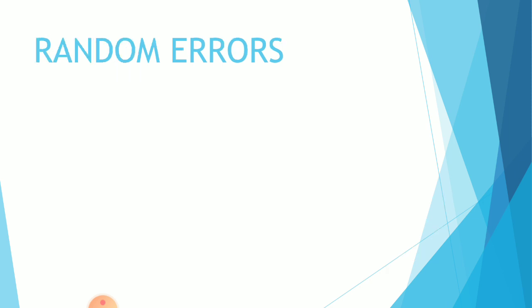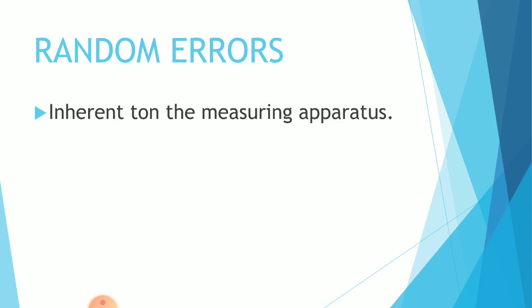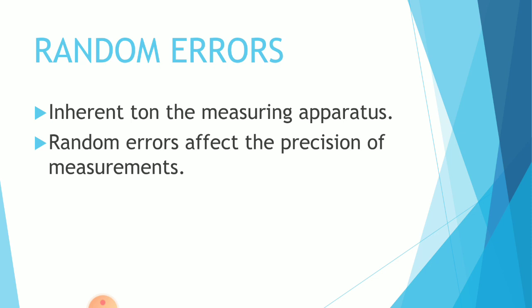Then we have the random errors. Random errors are inherent to the measuring apparatus. They cannot be reduced by the experimenter, especially when finer measurements are obtained. The uncertainties in burettes or pipettes, expressed as a positive-negative value, are examples of random errors. Random errors affect the precision of measurements.